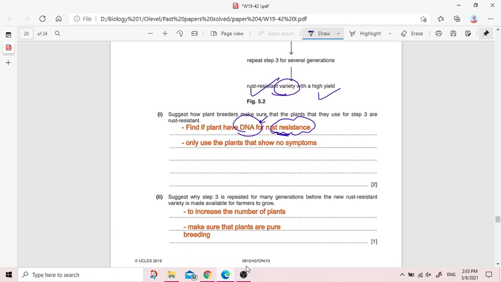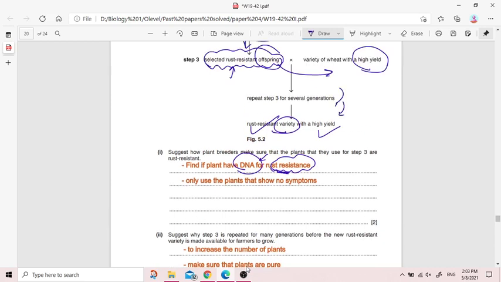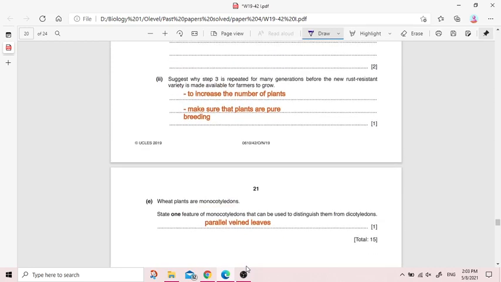Suggest why step 3 is repeated over many generations before the new rust resistant variety is available. Why must I repeat it? Why is it repeated for many generations? I want to repeat it in order to increase the number of plants that are homozygous or pure breeding for the resistance gene. So you should repeat the process many times in order to increase the number of offspring that will have a high yield gene and the resistance gene, and make sure that they are all pure breeding homozygous, so that later when the farmers use them, they get rust resistant wheat.